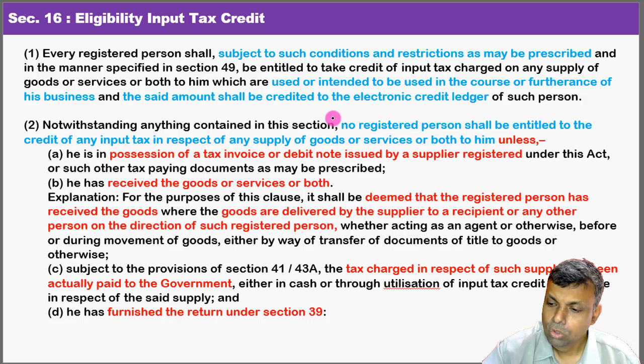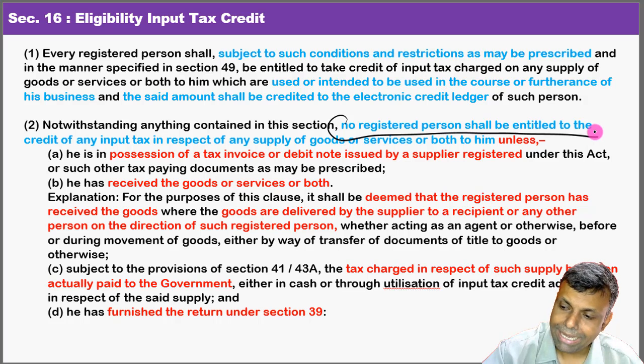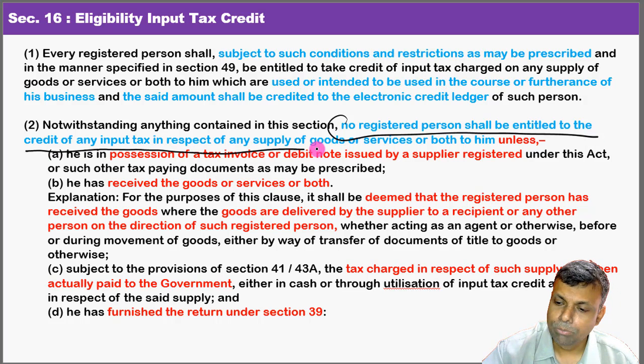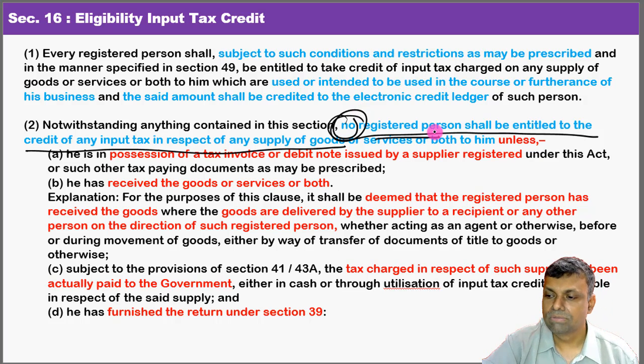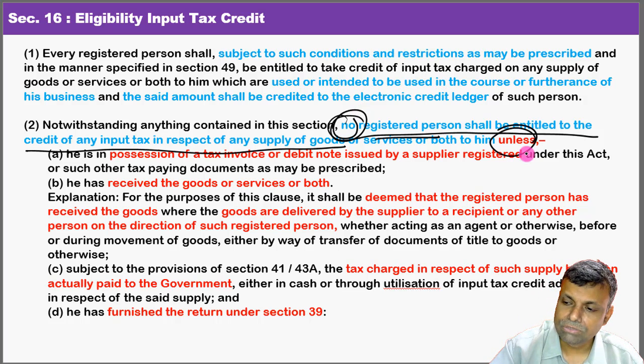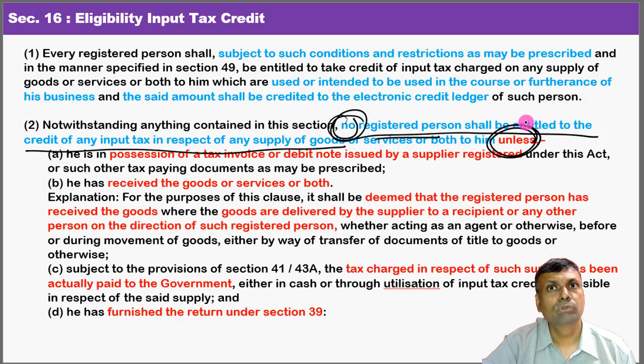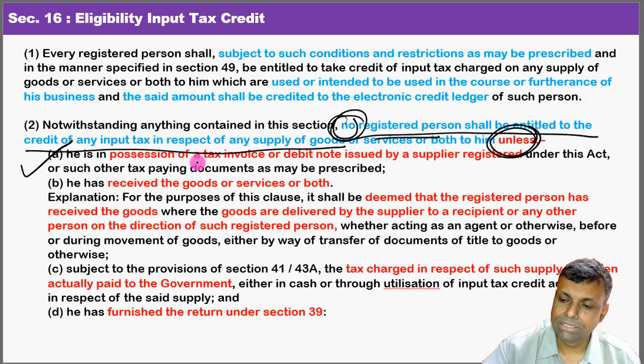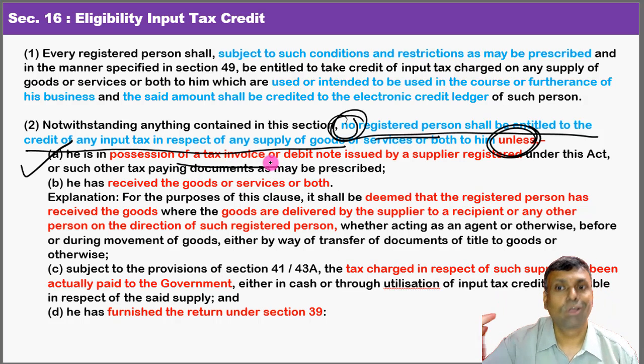Now, no registered person shall be entitled to the credit of any input tax in respect of the supply. So you will not be entitled to the input tax credit unless you have satisfied these conditions. So you have to satisfy all these basic conditions, which are A, B, C, D, etc., in order to be eligible for getting input tax credit. Now, one of the conditions is very simple. You should have the tax invoice. That is a documentary thing.